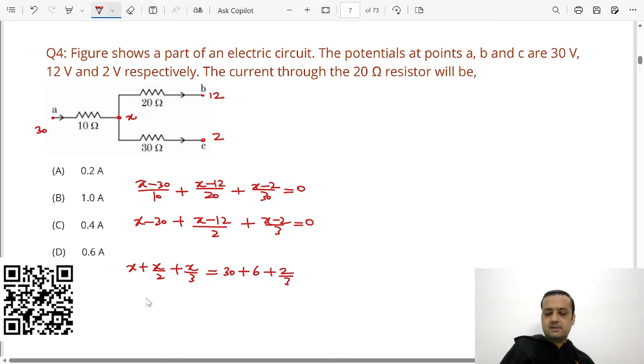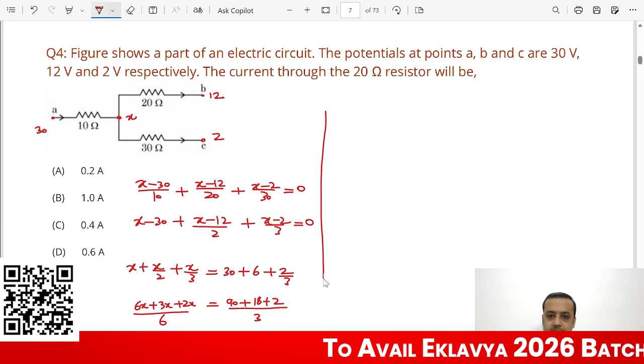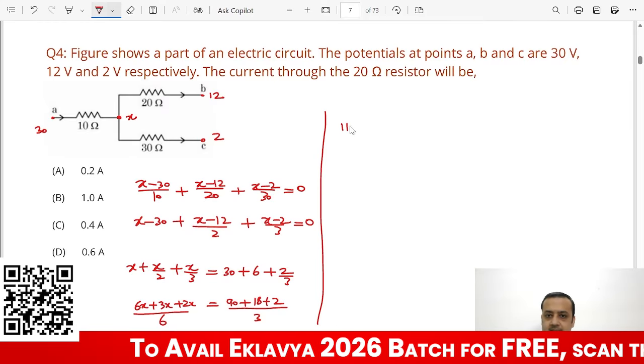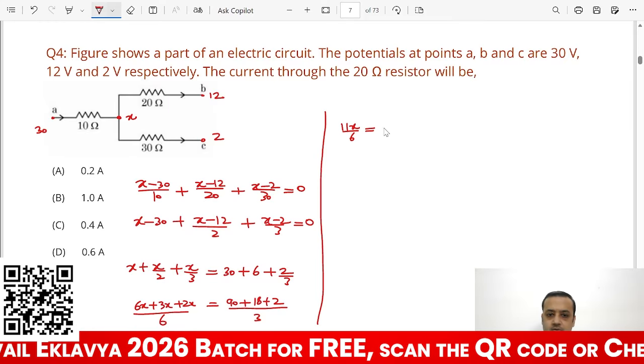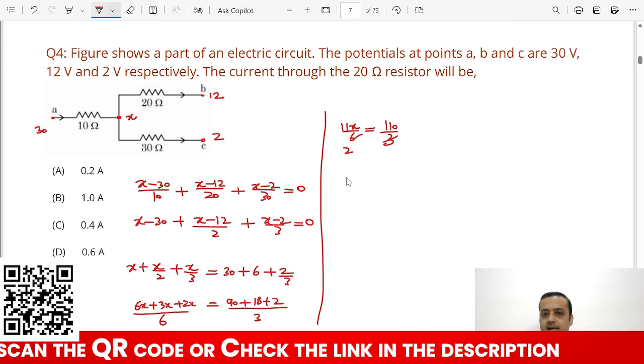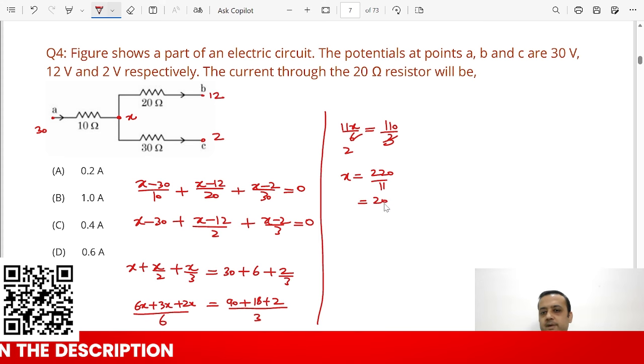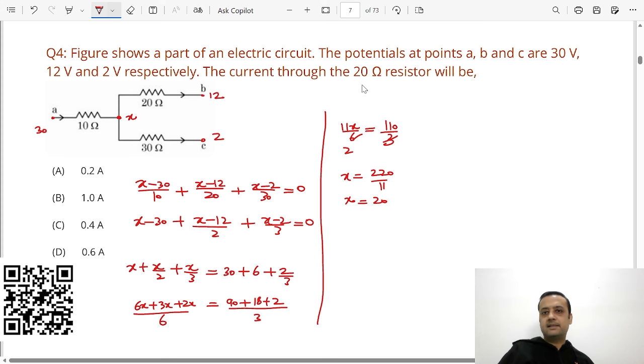So we can take the LCM here, it will be 6. So 6x plus 3x plus 2x, and here also we can take LCM 3. That will be 90, and 6 is 18 plus 2. All right. So how much are we getting? 6 plus 3, 9 plus 2, 11x by 6, that should be equal to 18 plus 2, 20, 110 by 3. That means x becomes how much? 220 by 11, which means 20. So the value of x comes out to be 20 volts.